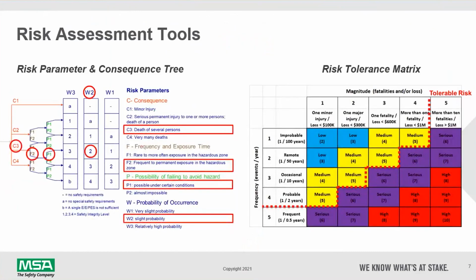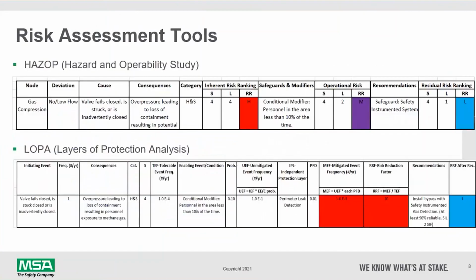So assessing the risk based upon 61511, which is the basis of this presentation, we're going to take a look at some tools such as the risk parameter and consequence tree, the risk tolerance matrix, also the hazard and operability study table, and the layer of protection analysis table. These are some of the tools that can be used that we'll take a look at in this presentation.